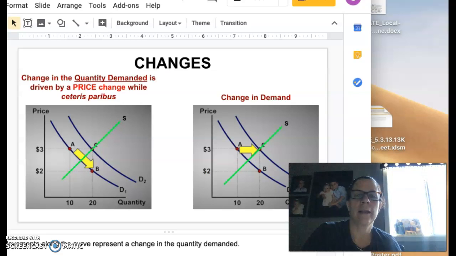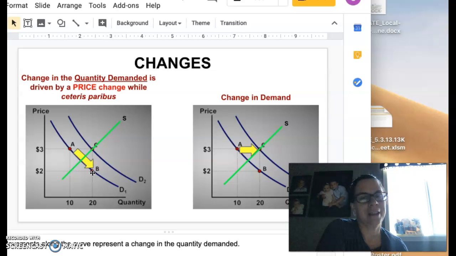pictured here. So on the left side is what we talked about last week with the change in price. So notice the arrow just shows that it goes down along D1, that's the demand curve 1, that we had a change in price. So the change in quantity demanded is driven by a change in price while ceteris paribus, which is a Latin word meaning everything else stays the same. And so in this particular case, if you went from A, so the green is the supply curve, at A we had a surplus and now at B we ended up with a shortage with that price change.